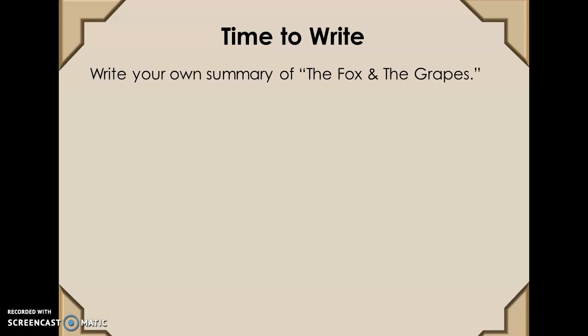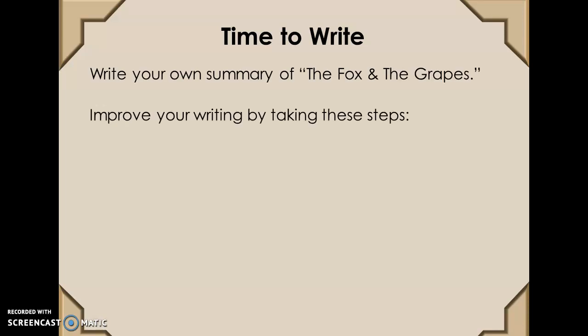What I want you to do now is on a piece of loose leaf paper, I want you to write your own summary of the fox and the grapes. So act like you're writing a summary for someone who has not read or seen this story and give a brief summary of what happened in that passage.